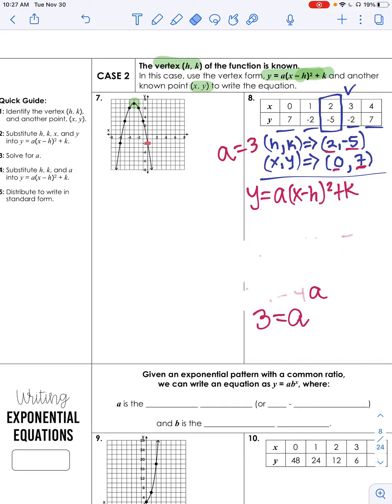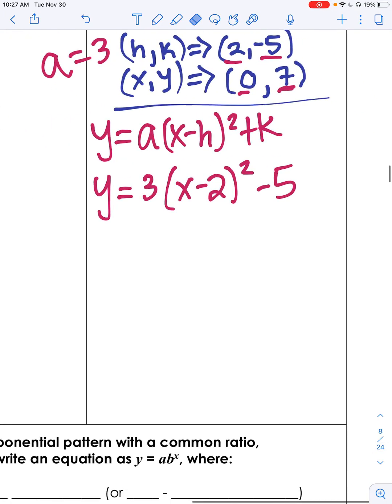All right, so going back to our equation here, y equals 3 times x minus 2, the quantity squared, minus 5. Okay, that's where we're at. So then we just need to do our last step, which is write in standard form. So I'll zoom back in for that.